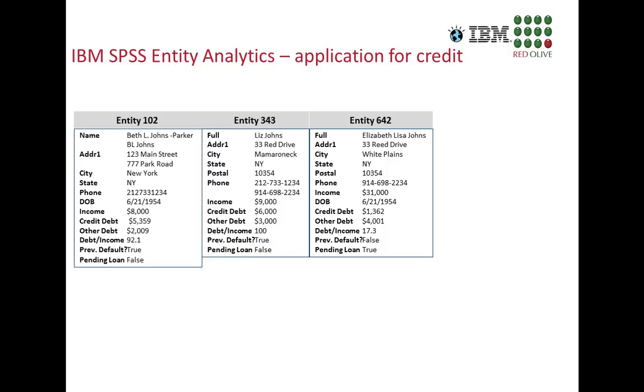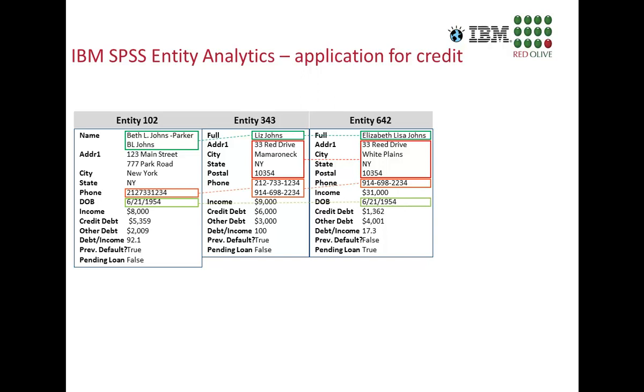So these two here, and the names, addresses, phone numbers and date of birth, financial details and income all vary and differ, but as you can see, Elizabeth Johns matches with Liz Johns, but also matches with Beth L. Johns. The same with the phone number, they also match with these two records, and the date of birth matches with record 102 and record 642 as well.